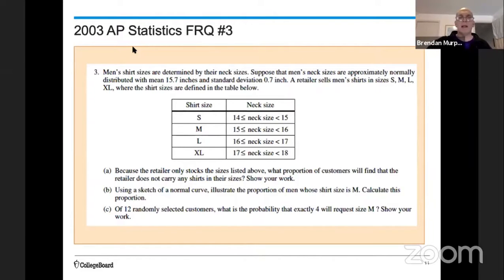But anyways, men's shirt sizes are determined by their neck sizes. Okay, we're just setting the stage. Suppose that men's neck sizes are approximately normally distributed with a mean of 15.7 and a standard deviation of 0.7. So that's good to know. I know the average neck size. I know the standard deviation, so that's good. A retailer sells men's shirts in size small, medium, large, XL, where the shirt sizes are identified in the table below. So they give me some numerical values for each of those 4 sizes.